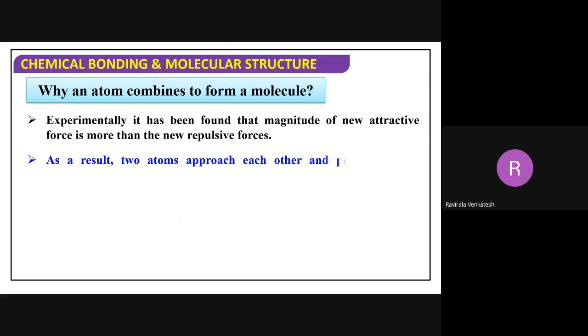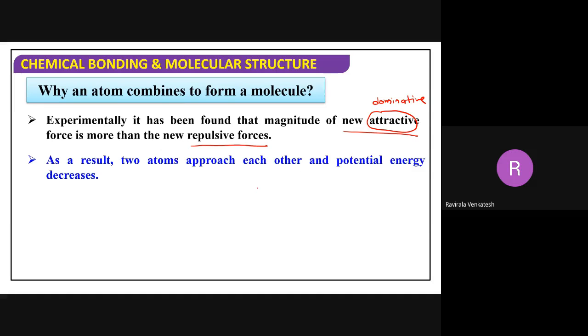Next, why does an atom combine to form a molecule? Experimentally, when you observe, whenever the new attractive forces are more than the repulsive forces, that is, when attractive forces are dominating, then the chemical bond is forming. Whenever the attractive forces dominate the repulsive forces, then only we get the chemical bond.